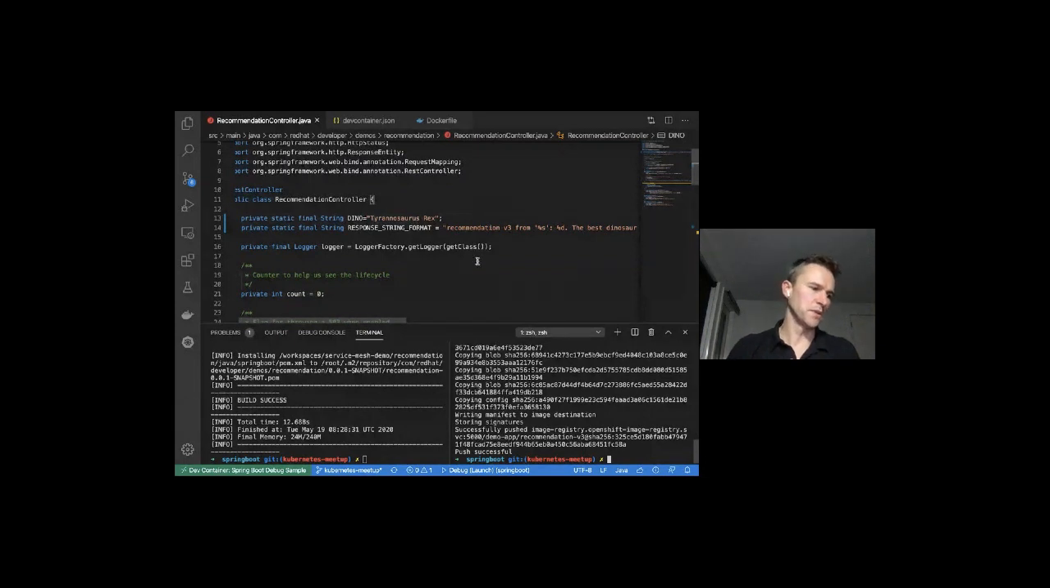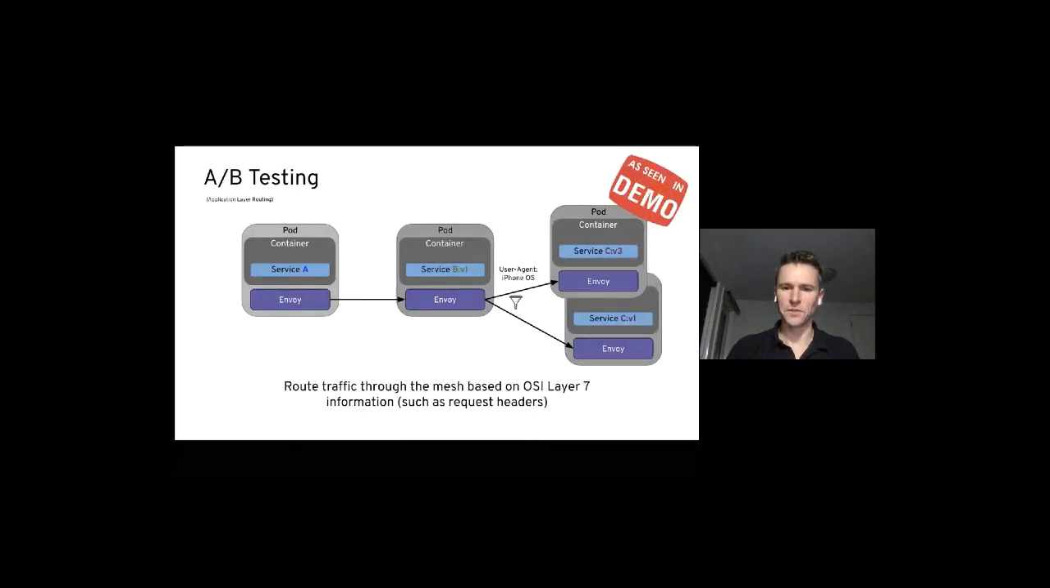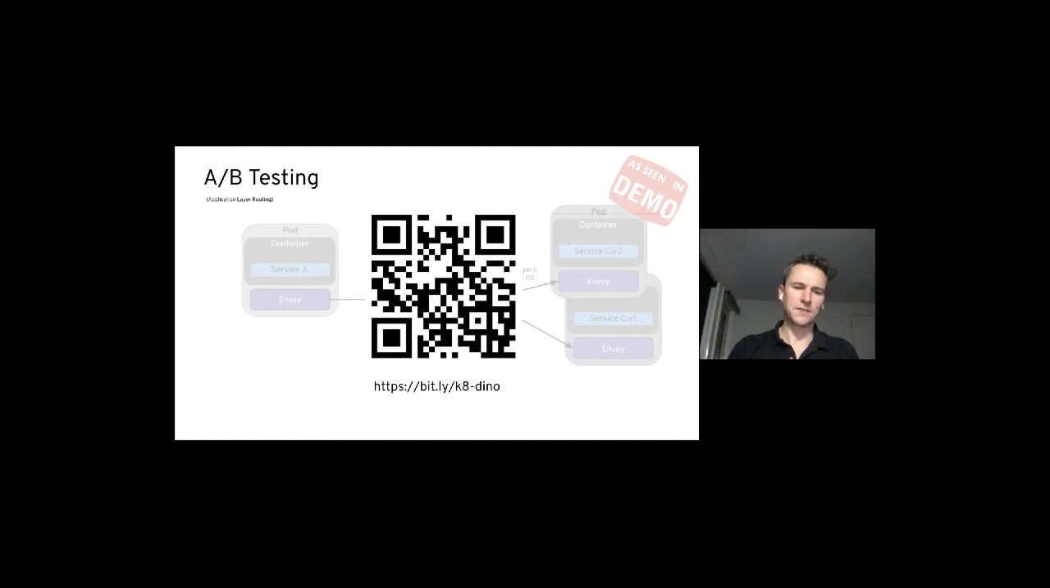If you could take out your phones, try and go to this endpoint. So that's a cluster that's live right now. And tell me what happens as a result of this poll. So what you should be able to do is either tap in the bit.ly link or try and use that QR code, and see if you got the right dinosaur.